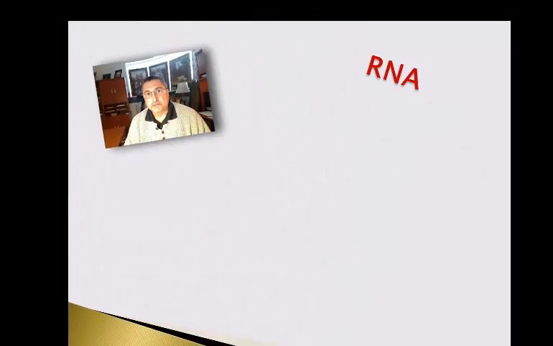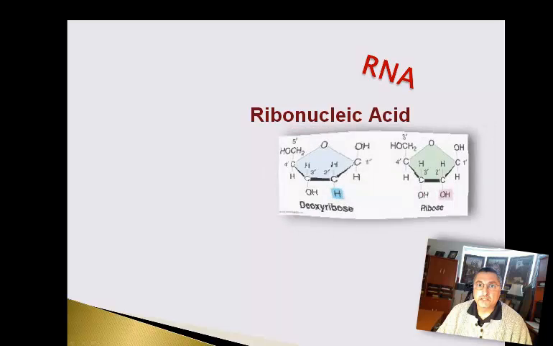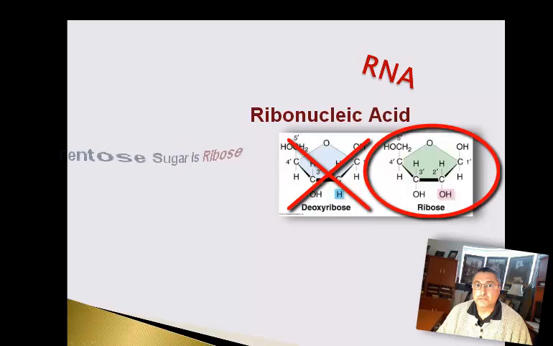Now the other type of nucleic acid that we have is going to be ribonucleic acid. Ribonucleic acid, or RNA, is going to be unique from DNA in several ways. One, its pentose sugar is not going to be deoxyribose, but instead it's going to be the ribose sugar.